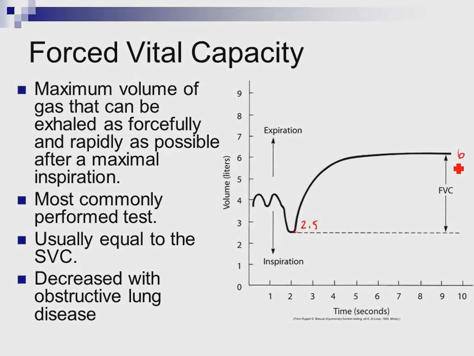Normally when I do them, I begin them down here. The difference between 6 and 2.5, that would be the forced vital capacity. This value is the volume, right? It's the volume of gas that you can maximally exhale after a deep inhalation.